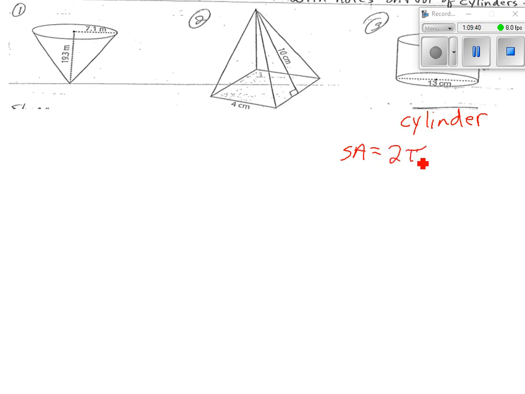2 times pi times 6.5. What was 6.5? The radius. How'd you get 6.5? Because it only gives us the diameter. So the diameter is 13, so the radius would be 6.5. So 2 times pi times 6.5 times 10.2. What's 10.2? The height. Plus 2 circles, plus 2 times pi times 6.5 squared.